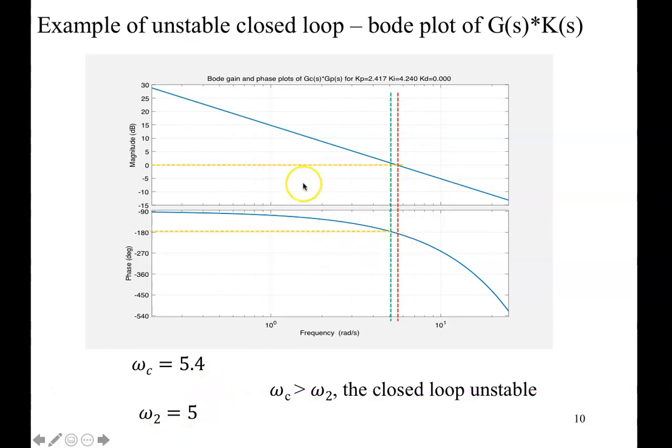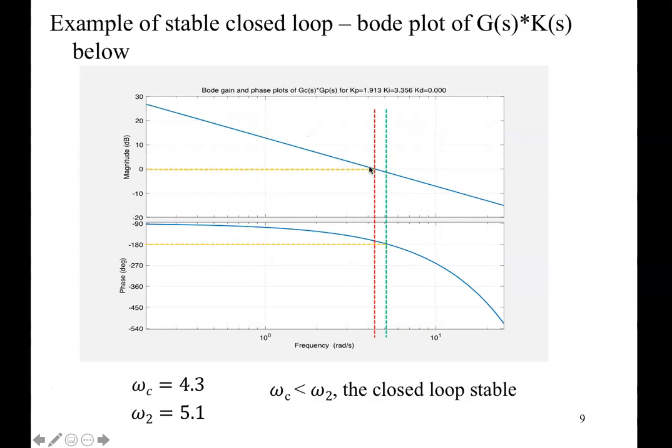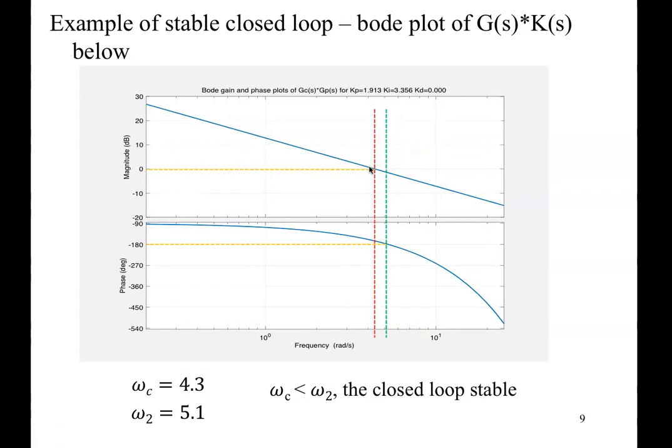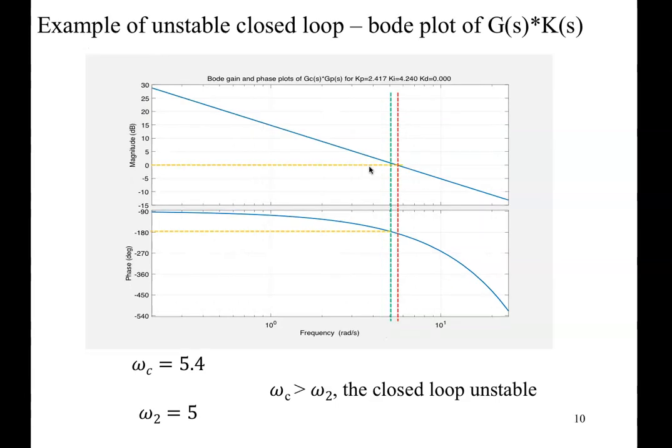Now, between these two examples, one is stable, one is unstable. The G(s), the plant, is the same. The only thing I have changed here is I increased the control gain a little bit. First case, the control gain was smaller, so the system is stable. And if I increase the gain a little bit, then the system becomes unstable.